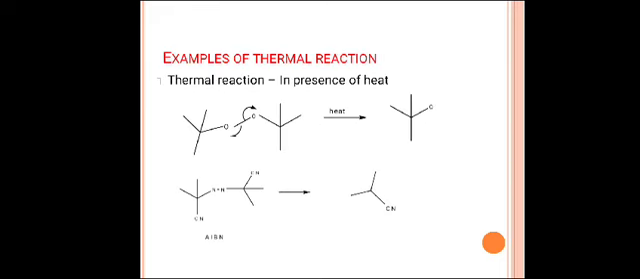Examples of thermal reaction. In this reaction, thermal energy or heat is used to complete the reaction. When we take the reactant and give heat or thermal energy, the bond between the oxygens opens and there is a formation of free radicals. Each free radical contains a single unpaired electron. One bond is formed by two radicals. When we break the bond, there is a formation of free radicals.